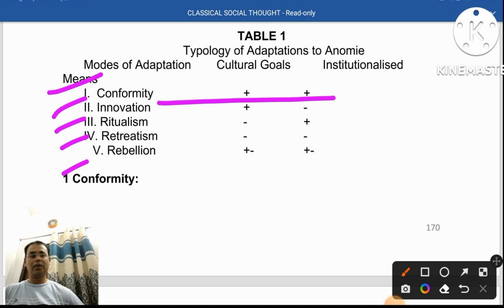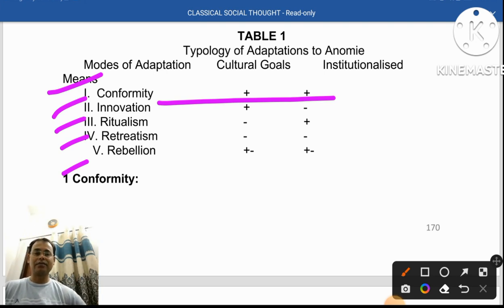there is a goal but not the means. In the example I have given you, if a person wants to become rich, but he wants to become rich in a night, he just plays the lottery and commits dacoity and stealing and pickpocketing and wants to become rich. That is innovation. That is deviation actually.